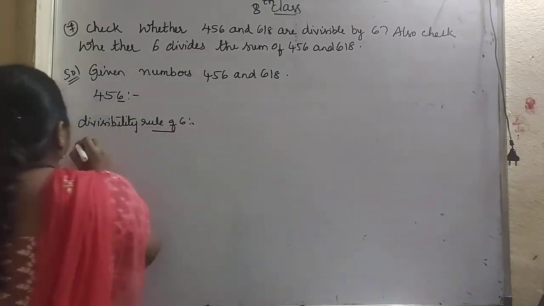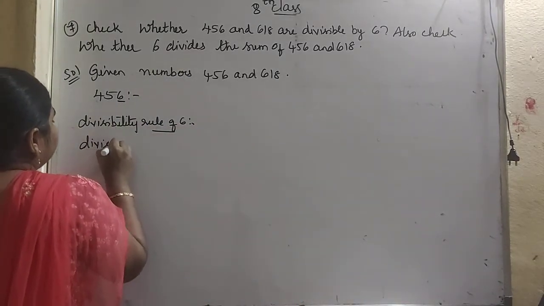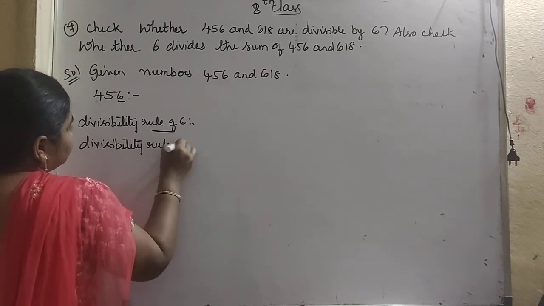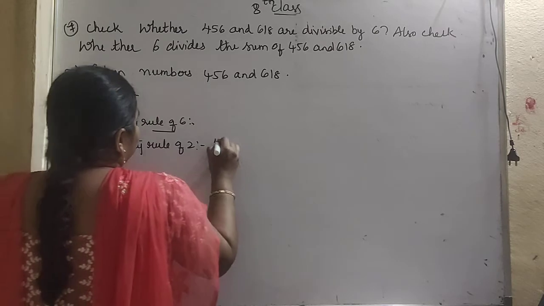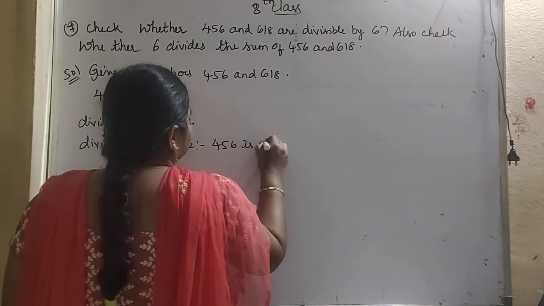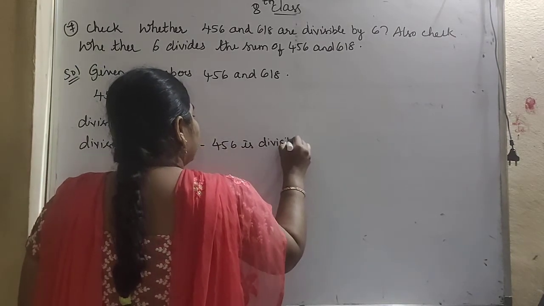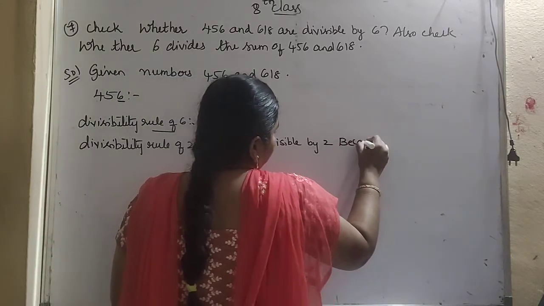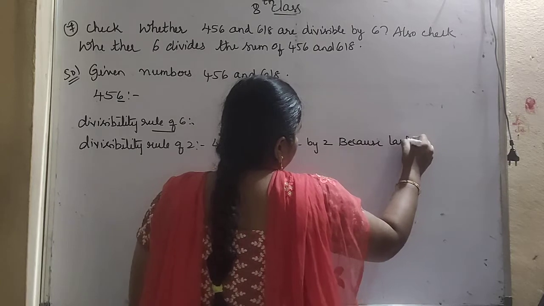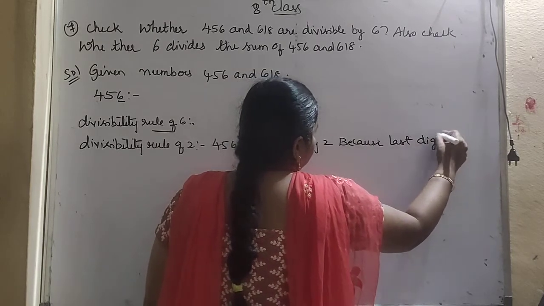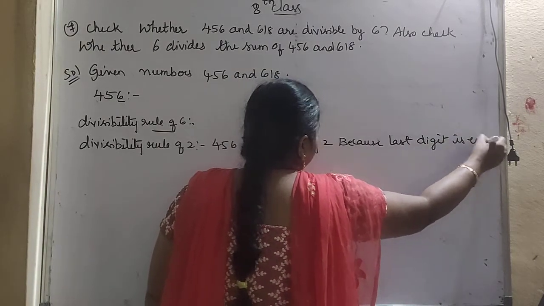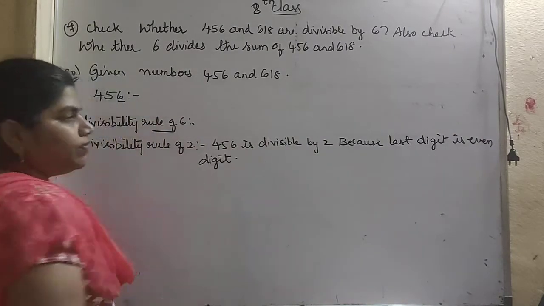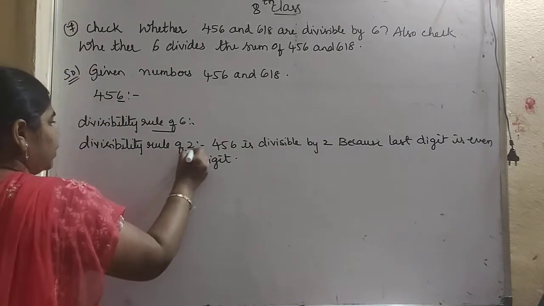First I am checking the divisibility rule of 2. So 456 is divisible by 2 because the last digit is an even digit, so it is divisible. Now we have to check for 3.